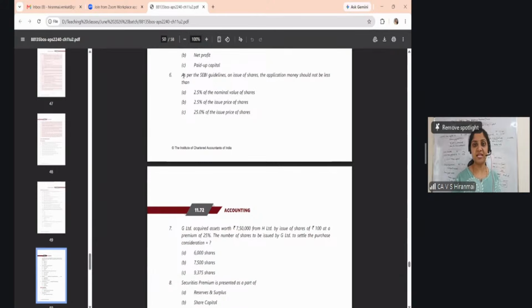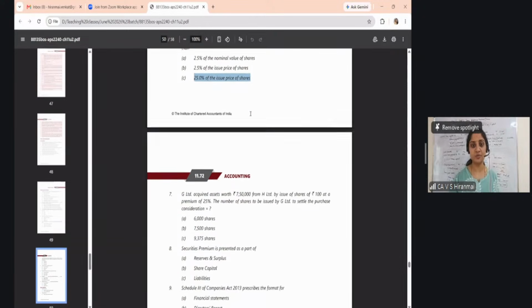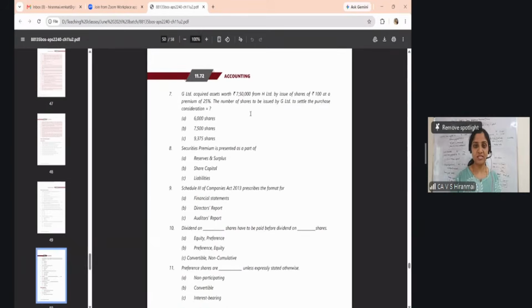Okay. Please see here, as per SEBI guidelines on the issue of shares, application money should not be less than 25% of the issue price of the shares. So here there are two things. The total amount should not be less than 5% of the face value or 25% of the issue price. Okay. Now come to the seventh question. Okay, let us see the eighth question.